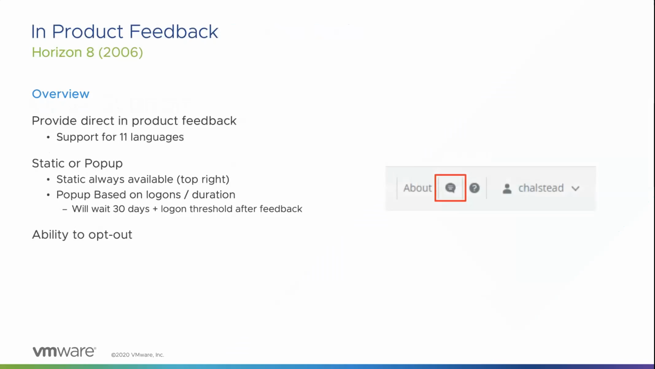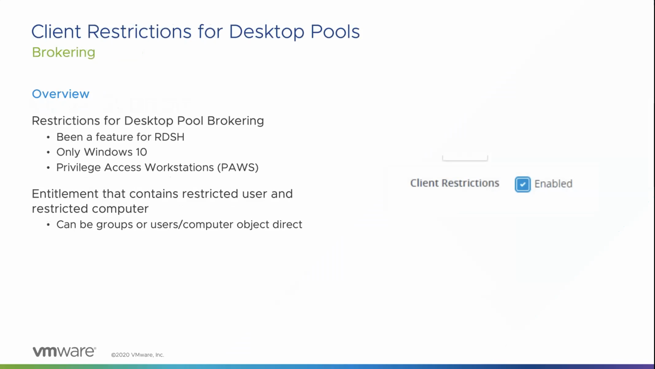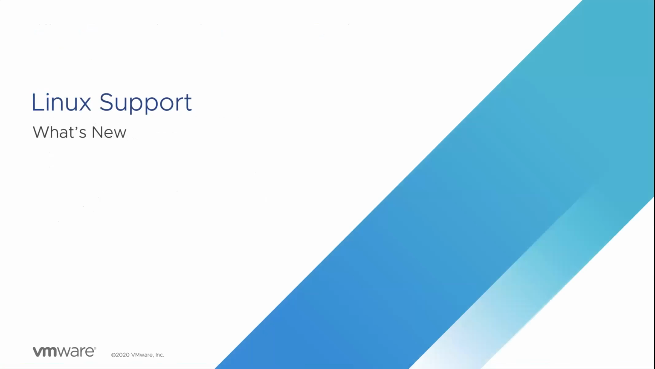That's another kind of restriction. So we have two client restrictions. This is basically a brokering restriction. It's a new feature where you can set up what are called privileged access workstations, and both the computer and the user have to be in a particular group in order to access that particular pool. So you can really lock down access to individual pools. This has been around on the RDSH side for a couple of releases, but now it's been added for desktop pools. Andrew, do you want to talk about Linux support?